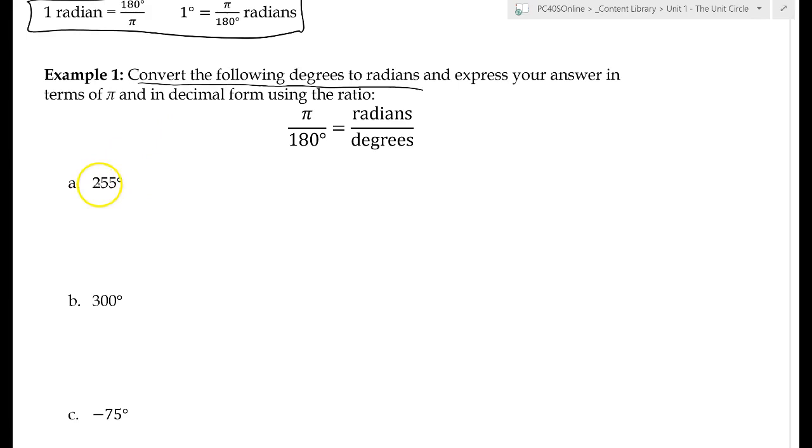So I'm going to take 255 multiplied by my ratio, pi over 180 degrees. And that allows my units to kind of work against each other. So I'm left with 255 pi over 180. And it says express your answer in terms of pi and in decimal form using the ratio.